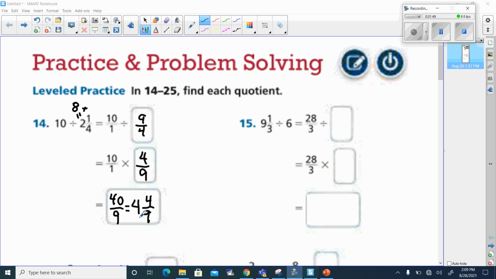For those that didn't get that last part, remember, every fraction is really a division problem. This right here is just 40 divided by 9. Okay? We know that 9 goes into 40 4 times, with 4 left over. And that's where we get our 4 right there, and 4 over 9.